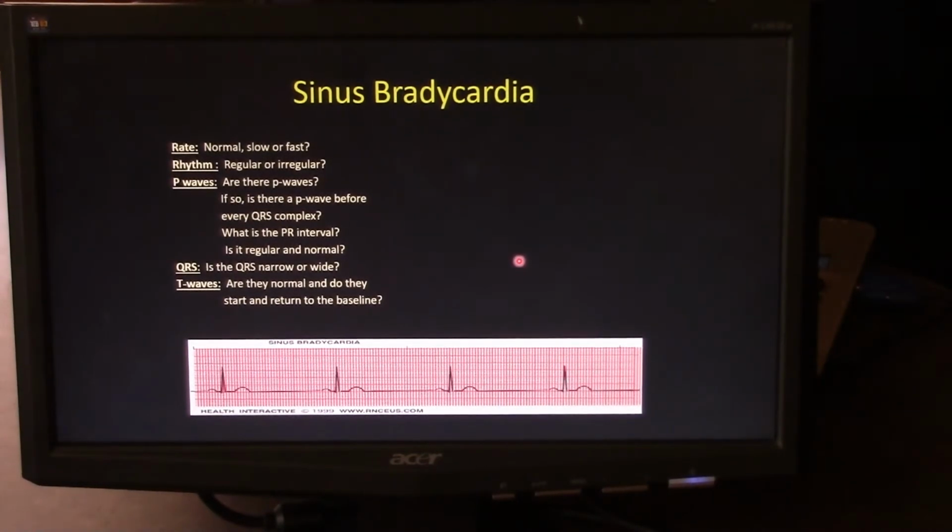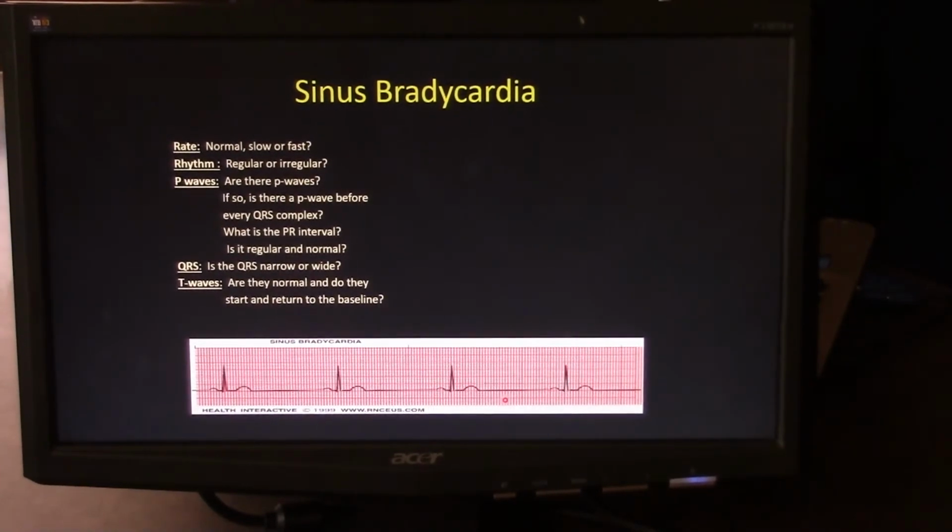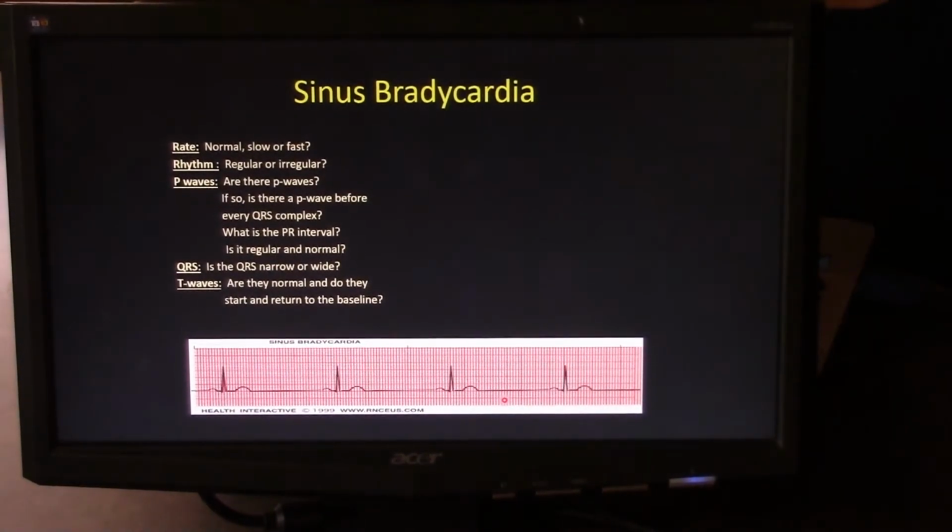Now, sinus bradycardia, again, we're using the same formula. Is it normal, slow, or fast? Well, every rhythm strip that you should be getting is basically 6 seconds. We have 4 complexes in a 6-second strip. Therefore, we have a heart rate of 40.